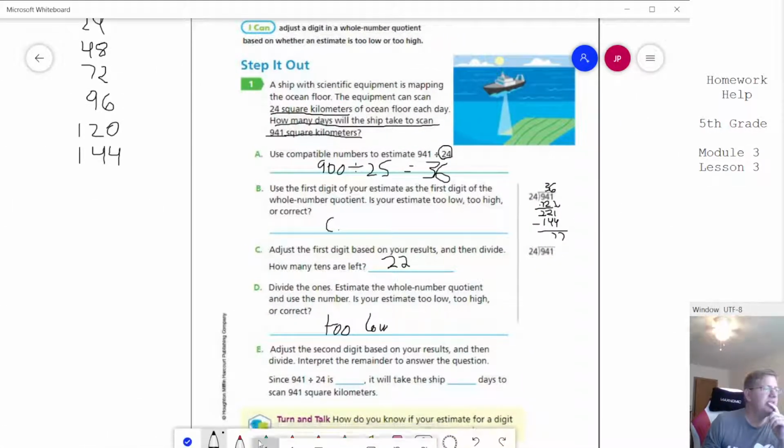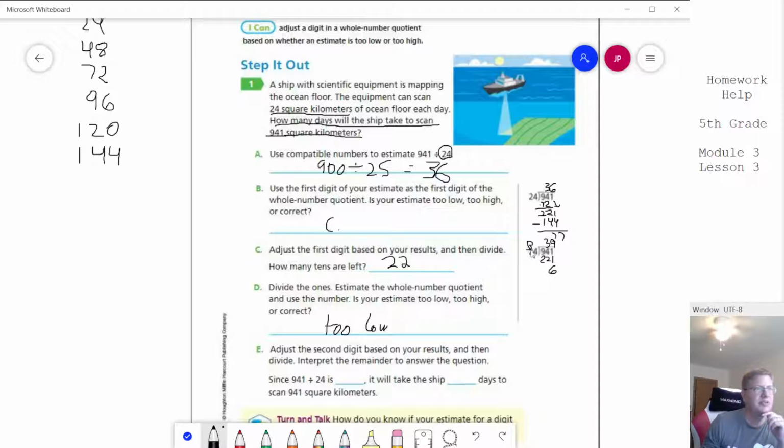And so what we would need to do is go ahead and put this back up here. We've got 221. And we're going to say that we can go up another 2 groups. Let's try 9 groups. So we get 9 times 4 gives us 36. We carry a 3. 9 times 2 gives us 18, plus 3 gives us 21. When we subtract, we have 5 remaining. So our answer is 39.